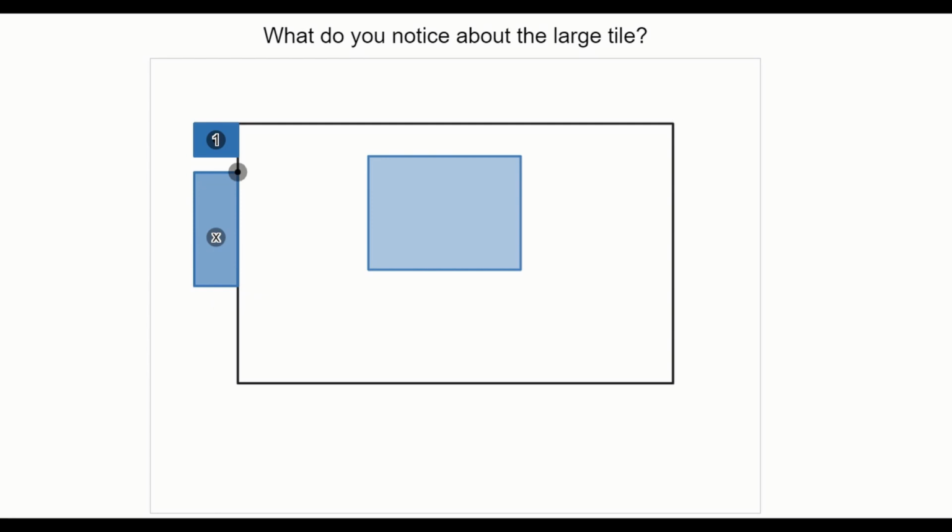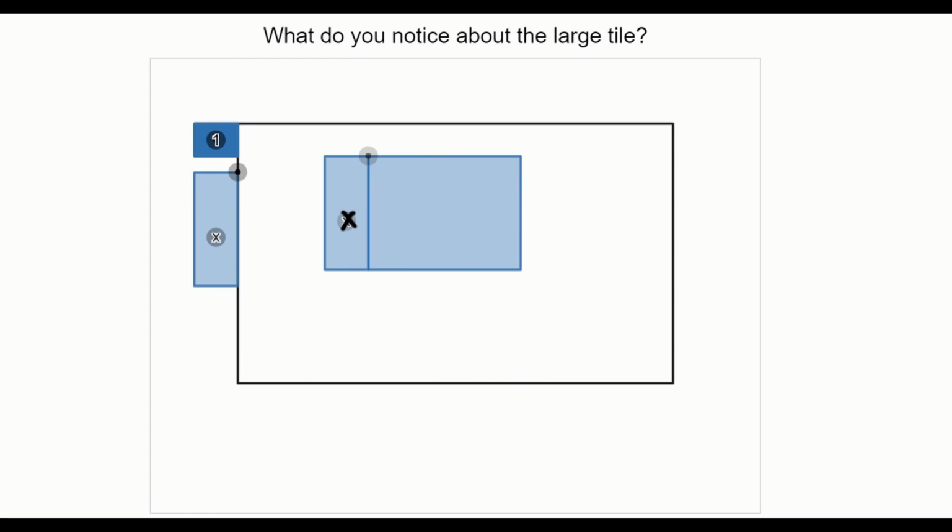Now let's compare our square with our new tile. Do we know exactly what the height of our new tile is going to be? It looks like it's a little bit bigger than 3 and less than 4, but we don't know exactly where this lands. How does this tile compare with our x tile? Hopefully you notice that they both have the same height. So the height of our new tile is going to be x.